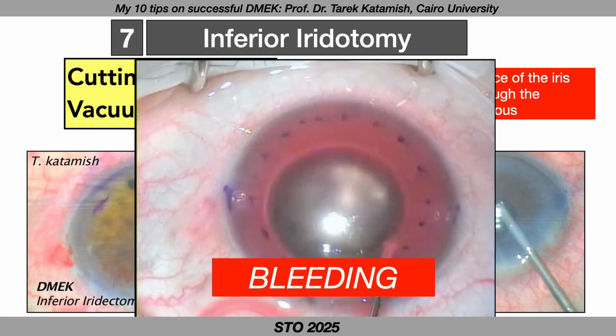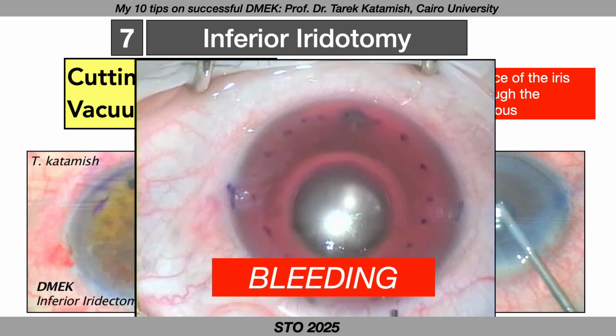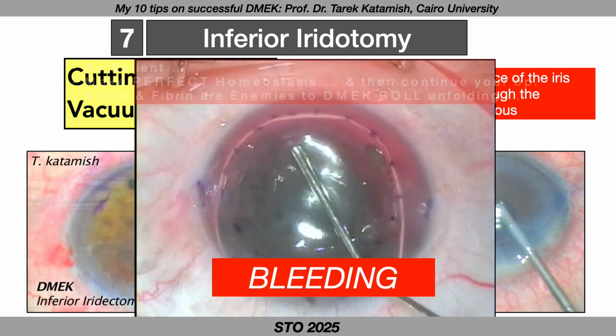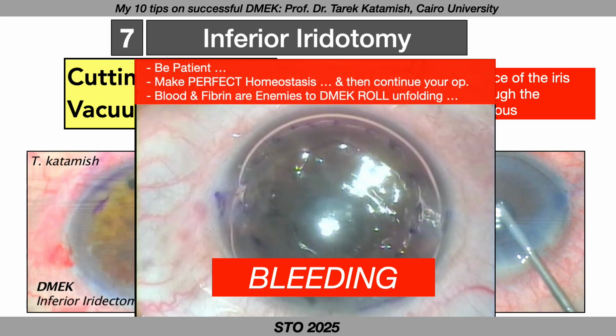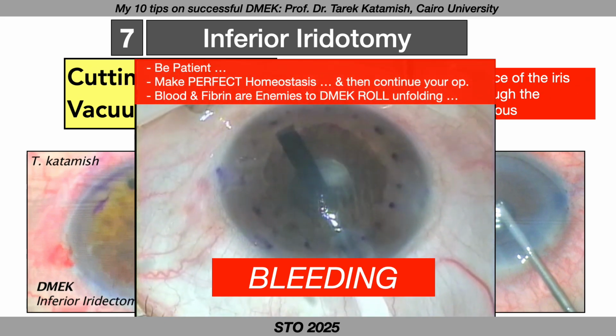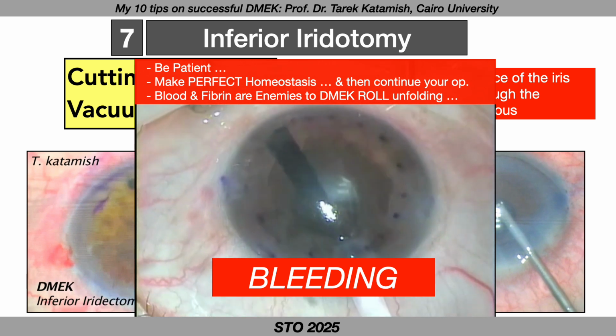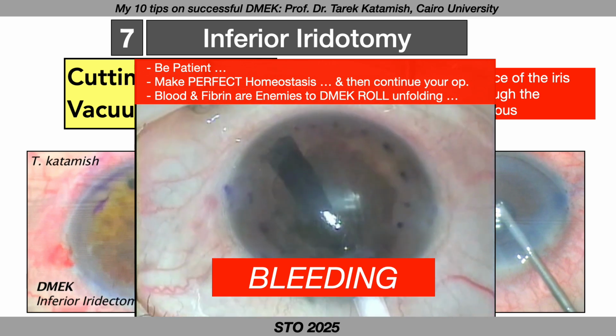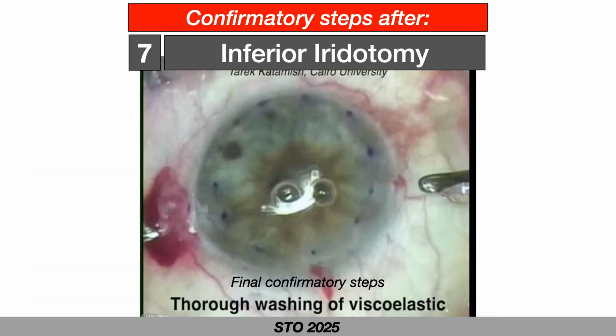But be careful, sometimes you may face a dangerous bleeding. Be patient, make perfect hemostasis, and then continue your operation, because blood and fibrin are enemies to the DMEK roll unfolding, so you have to continue your operation after complete removal of the blood and fibrin from the anterior chamber.